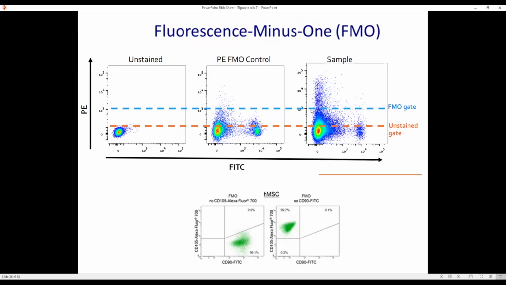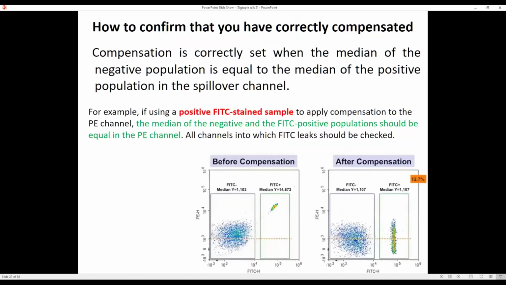As rightly pointed out, it's more test specific, assay specific, not like your regular single stain control. I repeat, single stain control is mandatory. FMO is test specific. If you want, you can do it.